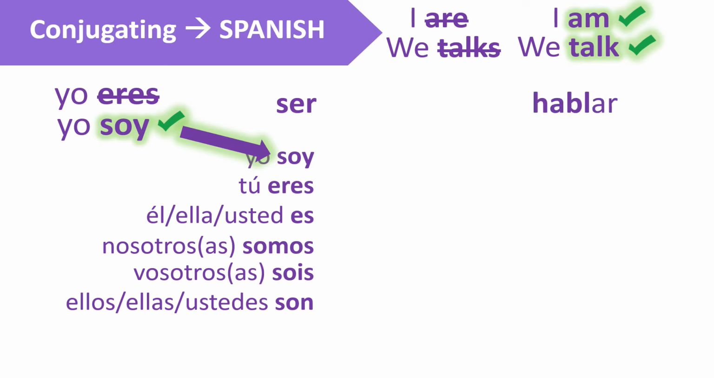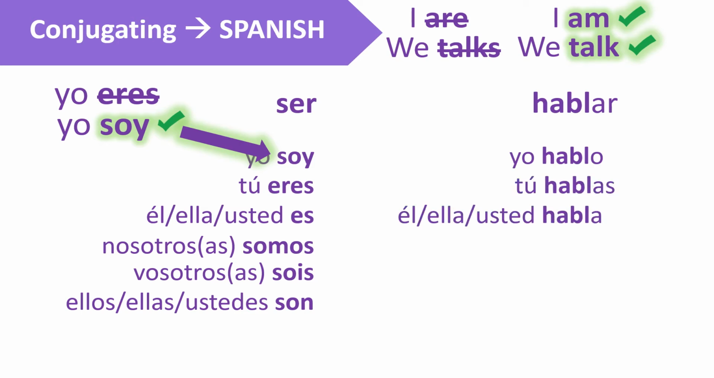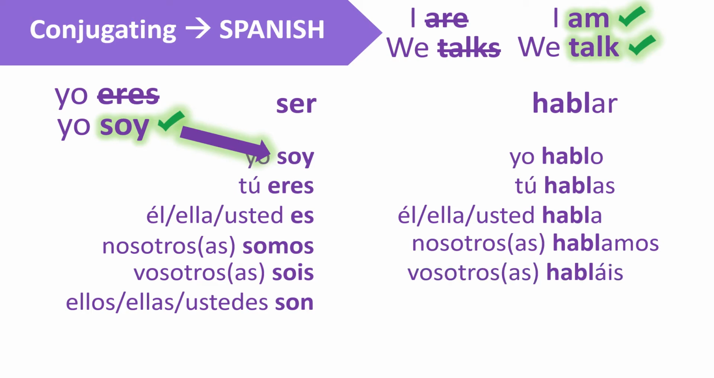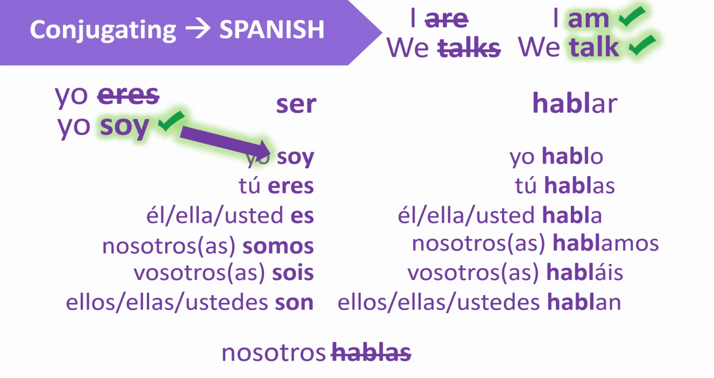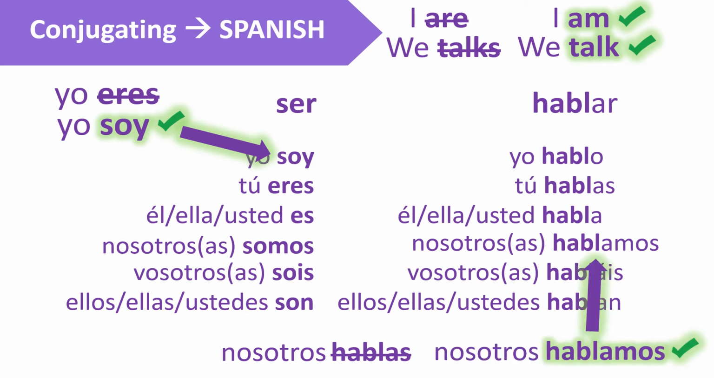Let's look at the verb hablar, to talk. Yo hablo, tú hablas, él, ella, usted habla, nosotros y nosotras hablamos, vosotros y vosotras habláis, ellos, ellas y ustedes hablan. Again, nosotros hablas does not work. Nosotros hablas would be we, you talk. That's confusing, and it's unclear who is talking when the subject pronoun does not match the verb ending. It should be nosotros hablamos.